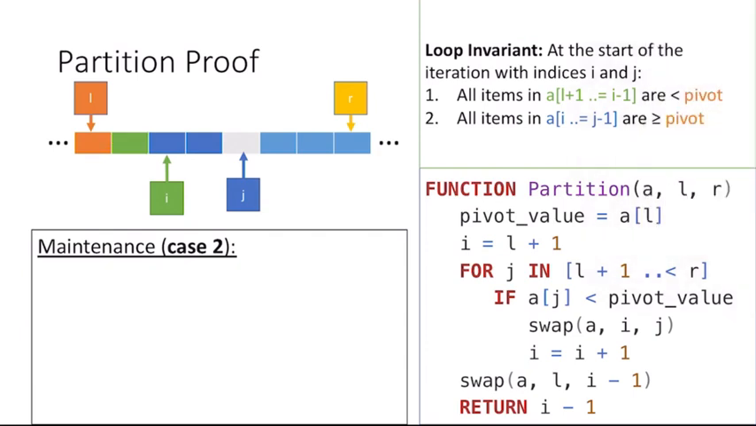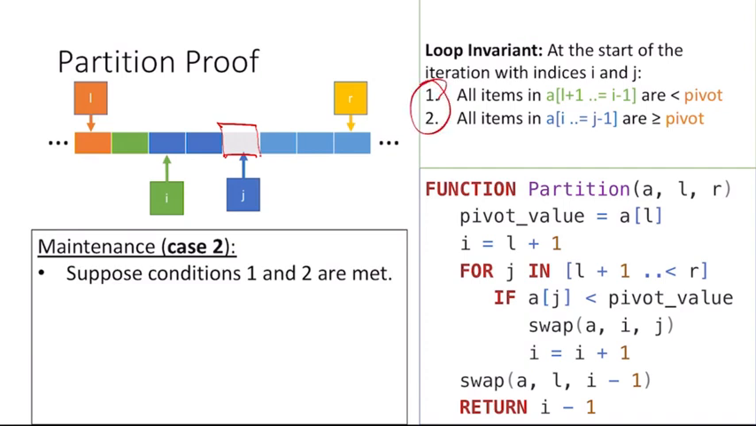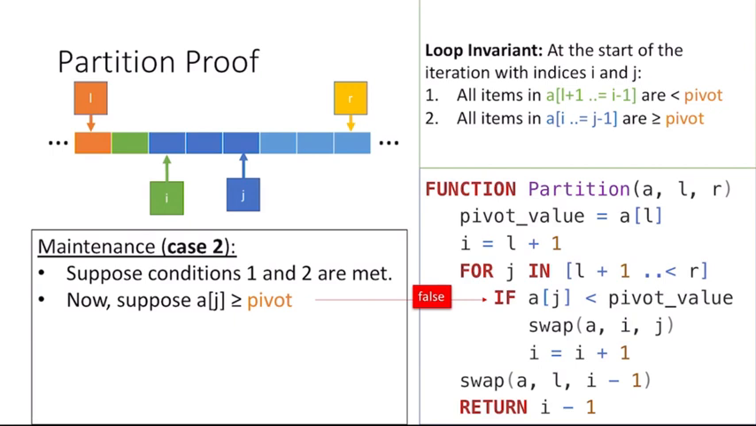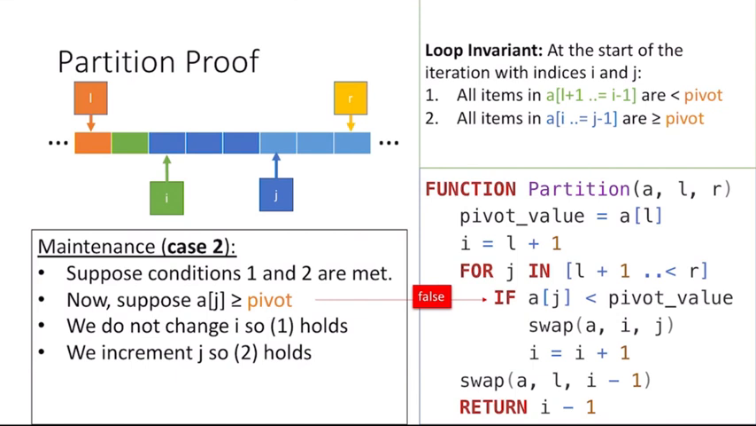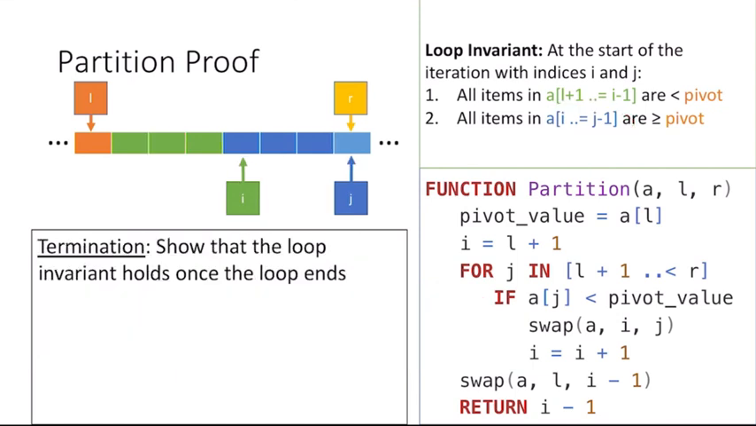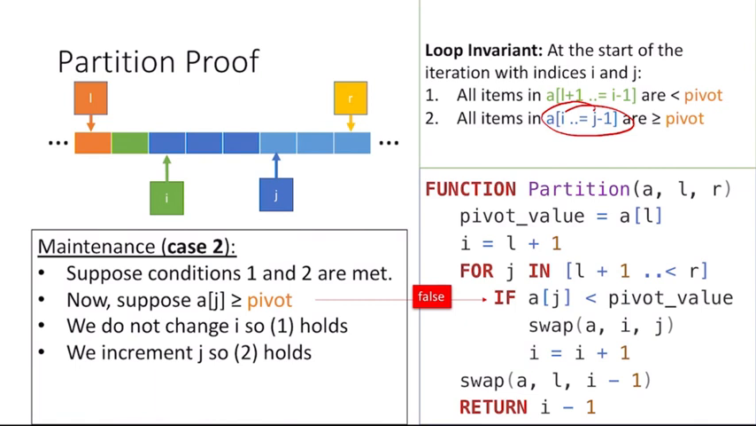Now let's look at case 2. Case 2 is when this element belongs in the greater than partition. So we're going to, again, suppose that conditions 1 and 2 are met. And we're going to assume that the current element is greater than or equal to the pivot, which means this is false, which means we don't do anything inside the if statement, but then we do increment j as part of the for loop. That's the last thing we do as part of the for loop. So we don't change i, which means condition 1 holds, and we increment j, so now condition 2 holds. So that's our maintenance condition for both possibilities of this if statement.